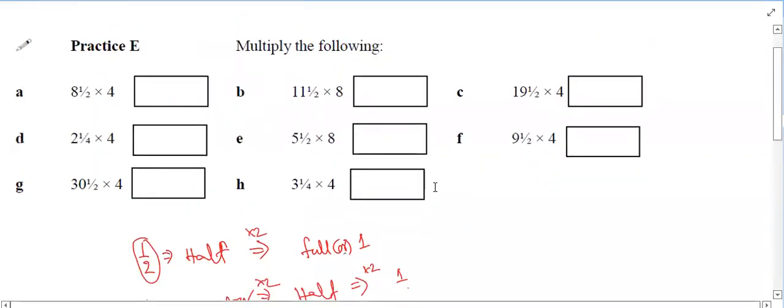So Aisha, again, the same: multiplying by 4 or by 8 means you have to use the technique of doubling. Tell the answer for question G. Yes, sir. 30 double is 60. Half double is 1. Together 61. 61 into 2 will be 122. 122. Correct.